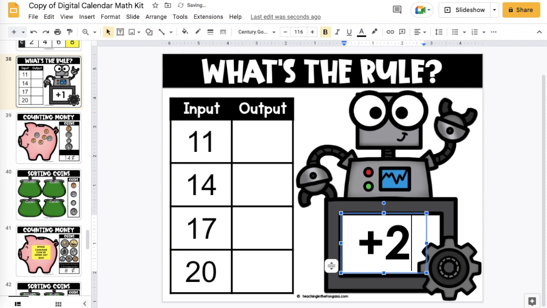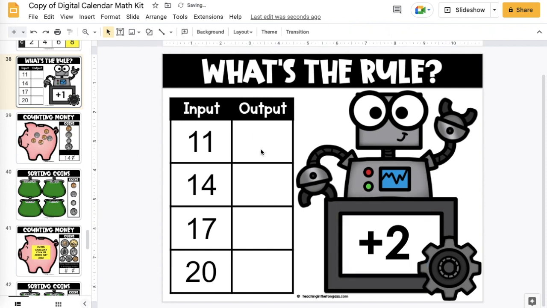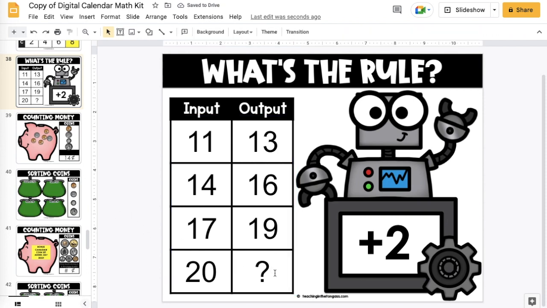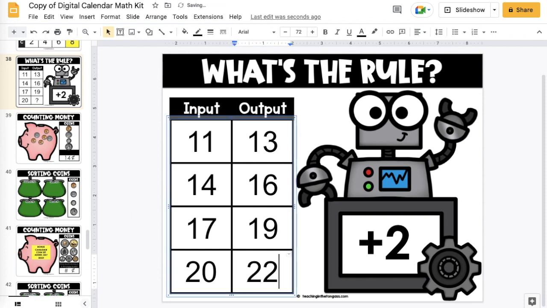Now let's see if I change this rule to +2 each time. So if I have 11, I'm going to be adding 2, I end up with 13. 14, add 2, I end up with 16. 17, add 2, I end up with 19. 20, add 2, I'm going to end up with 22. Let's count up. 20, 21, 22. That's right.